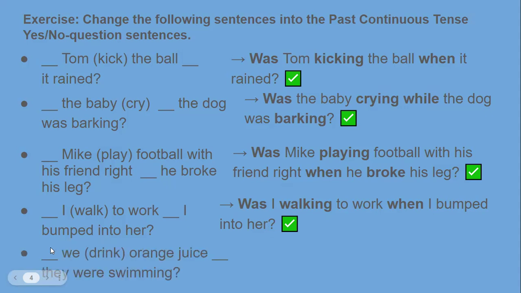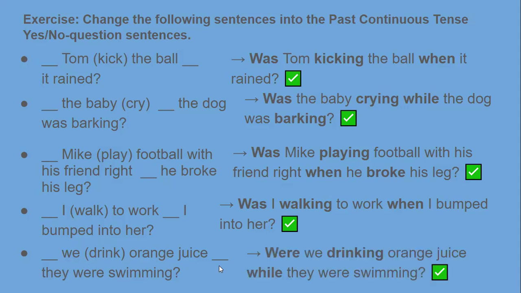Next up, gap: we drink orange juice. Gap: they were swimming. Subject, we, and therefore we have to use the past verb to be, were. Our verb needs to end with an ing to become a gerund. And since the first action and the second action are both in the continuous tense, we need to link the two actions by using while. The correct sentence is, were we drinking orange juice while they were swimming?